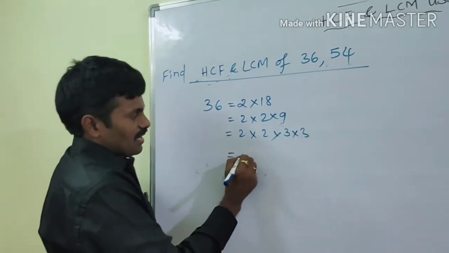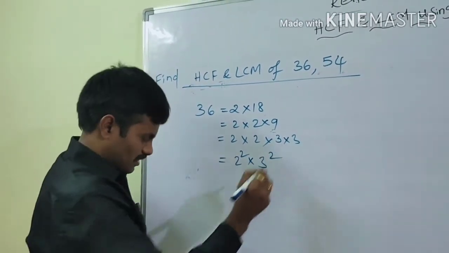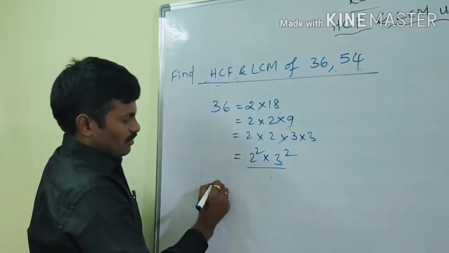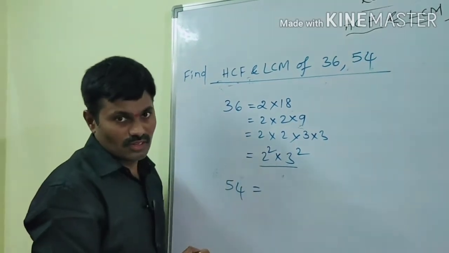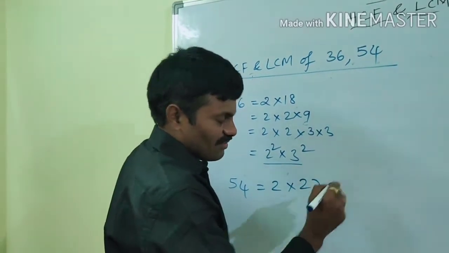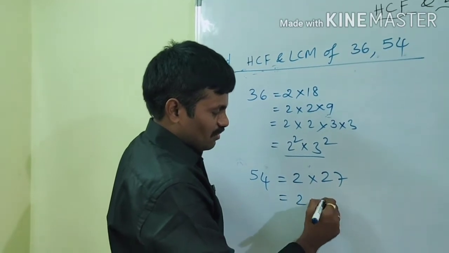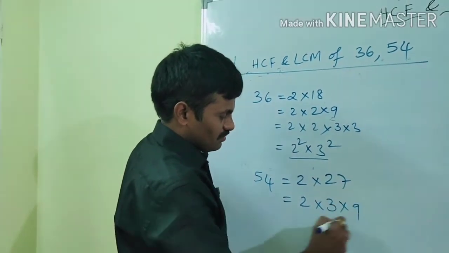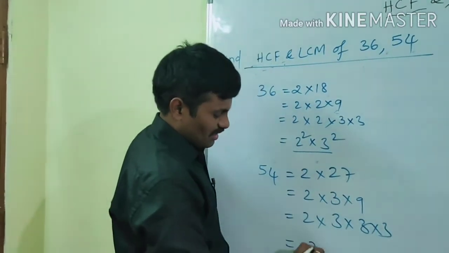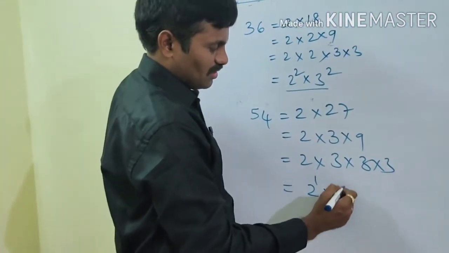Now it can be expressed in exponential form: 2 square into 3 square. That is for 36. Now, what is the other number? 54. 54 can be written as 2 into 27, and 27 can be factorized as 3 into 9, and 9 as 3 into 3. In exponential form, it can be written as 2 power 1 into 3 cube.